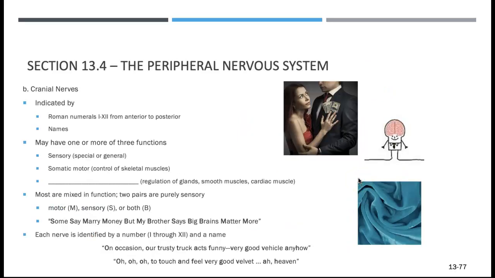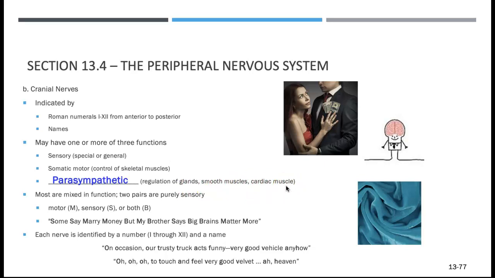Now we're going to get into our cranial nerves. Whenever we refer to our cranial nerves, we always use Roman numerals 1 through 12 from anterior to posterior, and they all have specific names. So they may have one or more than 3 functions. That's going to fit into categories such as sensory, whether it's special or general, somatic motor, meaning we're going to control skeletal muscles, or parasympathetic, meaning it'll regulate glands, smooth muscles, or cardiac muscle.